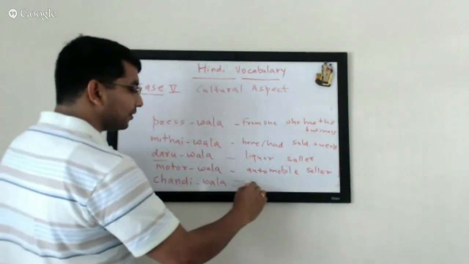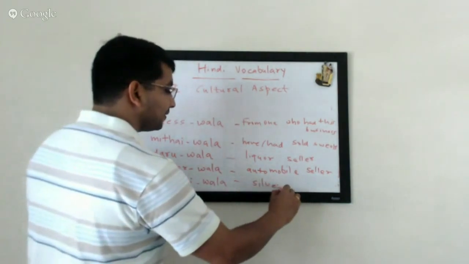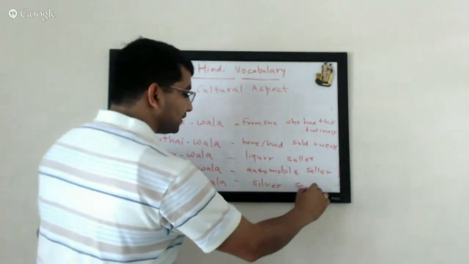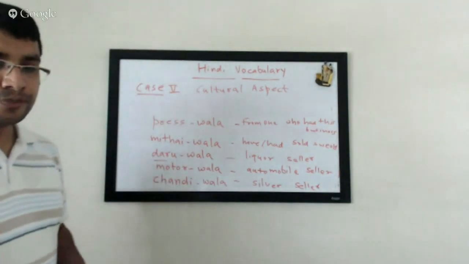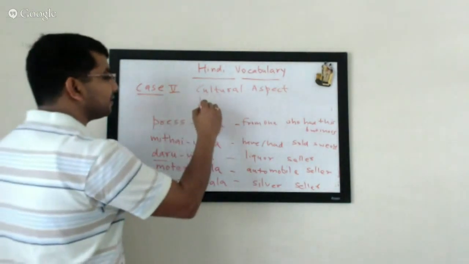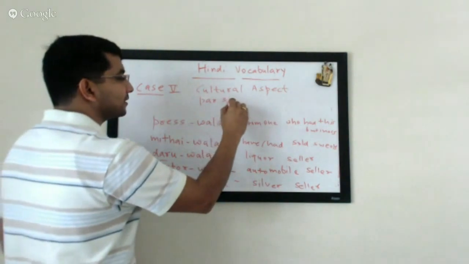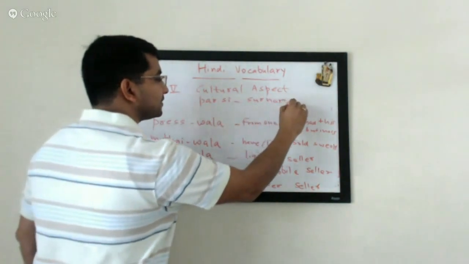Chandi is your silver. Silver, let's say if they have ornaments made of silver, right? So pretty much, it's the Parsi surnames or last names.